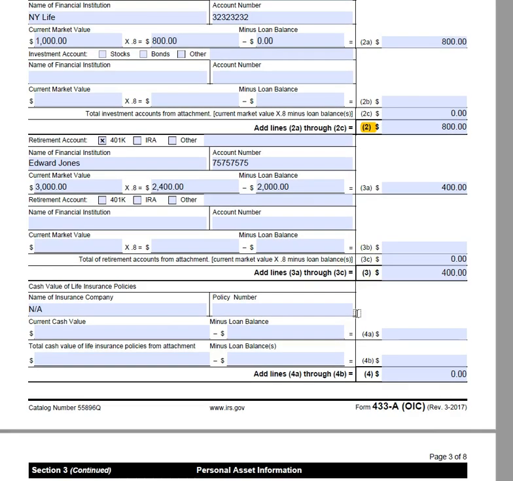And then we're going to move into retirement accounts. So there is an Edward Jones account with a fair market value of $3,000, giving us a quick sale value of $2,400. However, this taxpayer has a loan against their retirement account, their 401k, for $2,000, leaving it with an actual market value of only $400. That's the only retirement account they have, so we're going to bring that down to line 3. And you'll see as I'm going through, I'm highlighting some of these boxes here, and again, we're going to come back and I'm going to show you why those numbers are important.